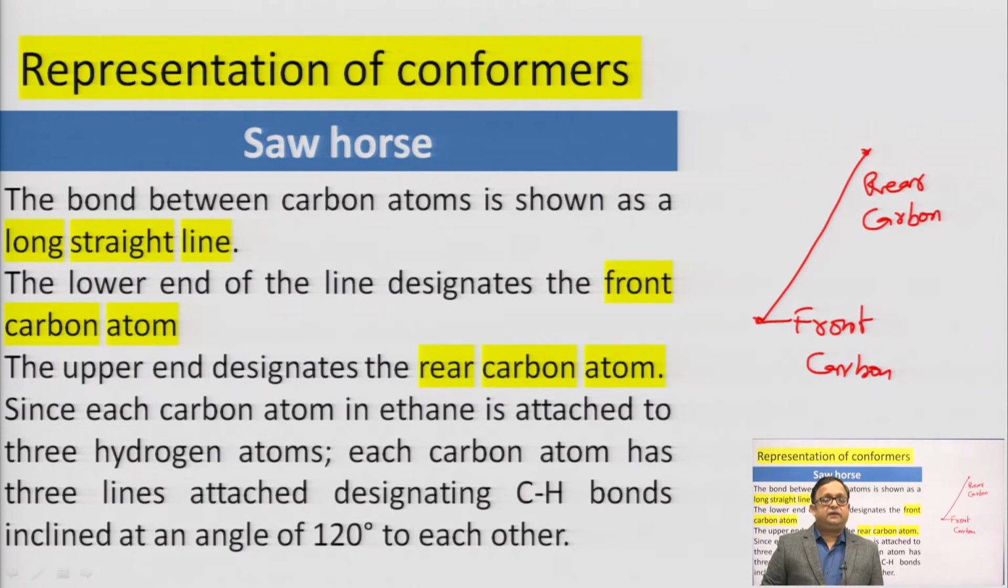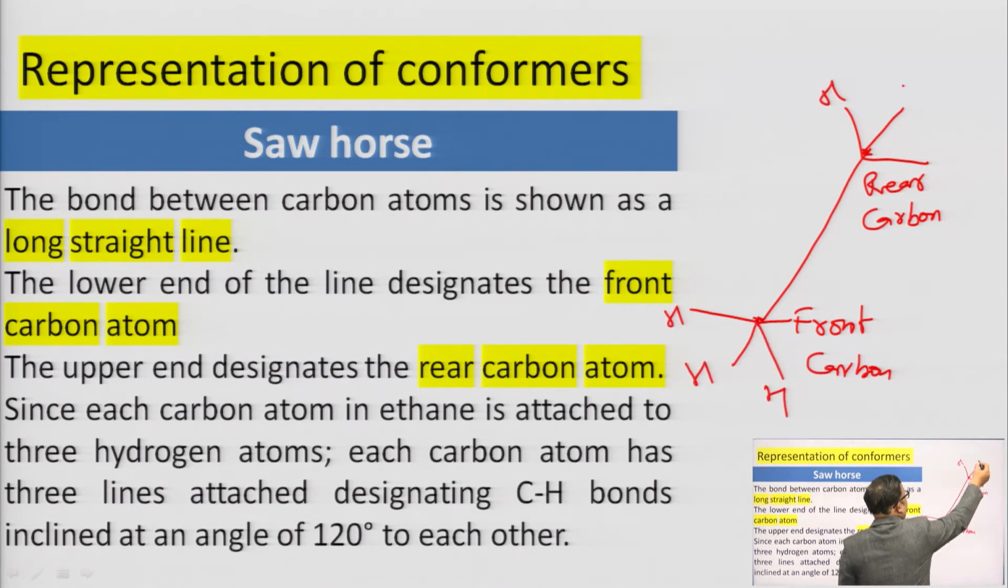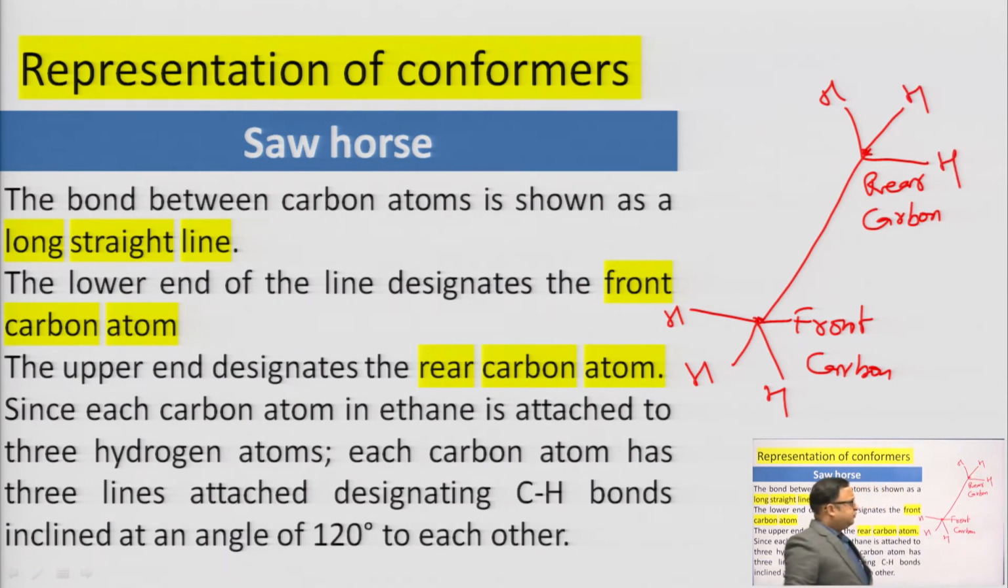And since each carbon atom in ethane is attached to 3 hydrogen atoms, there are 3 bulging lines like this. They are representing the position of the hydrogens. This is known as the sawhorse structure. Using that we can represent any conformer, and the inclined angle between these hydrogen atoms is 120 degrees. So, I hope you can draw this sawhorse structure.